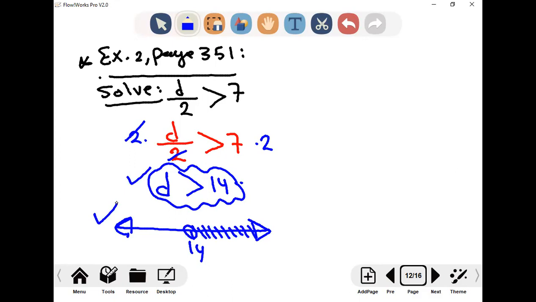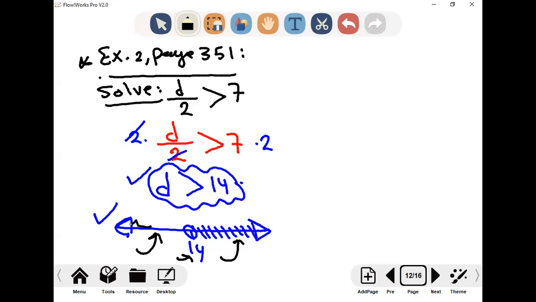Now we need to check the answer, right? To check the answer, we select random numbers. We select a number here, and this number we check mentally. Select any number less than 14, 12. This 12 should not be an answer. So put 12 here. 12 divided by 2 is 6. Is 6 more than 7? No. That's why this part is not the solution.